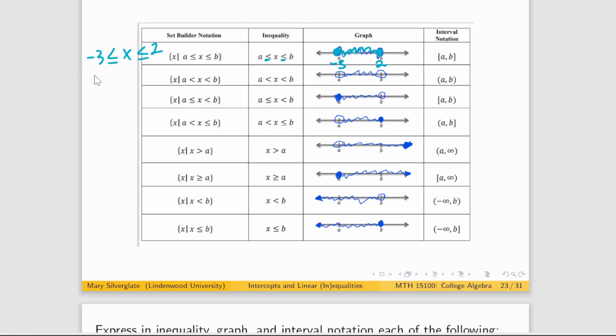That would mean that I'm allowed to equal negative 3, I'm allowed to equal 0, I'm allowed to equal 1, I'm allowed to equal 2, but I couldn't equal something smaller like negative 10, and I couldn't equal something bigger like 5.